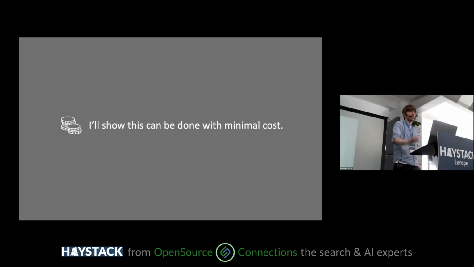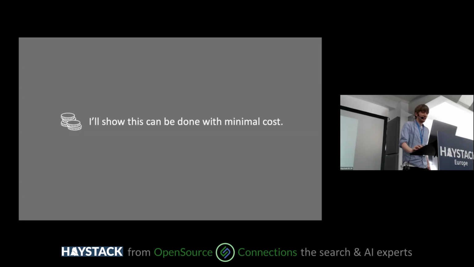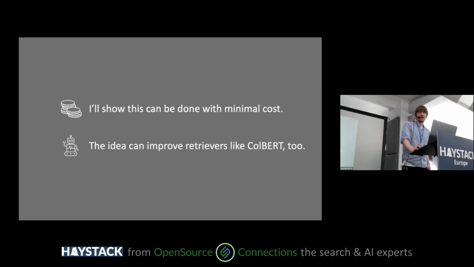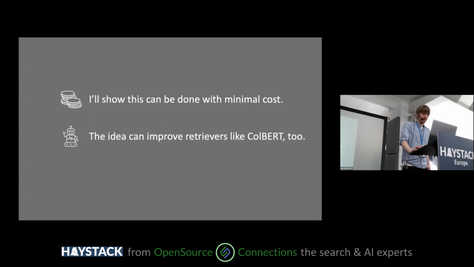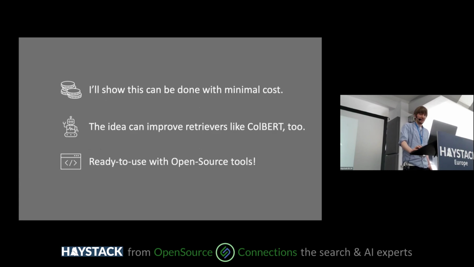So basically with essentially no extra cost. How it can not just improve re-ranking methods, like using GPT-4 or whatever, but also retrievers like ColBERT and others. And on top of that, it's ready to use with open source tools and so forth for you to start using today, if you like.